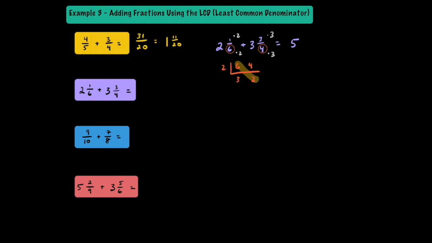Since we already took care of the whole numbers, we just have to take care of the fraction part now. The 1/6 is going to become 2/12, while the 3/4 is going to become 9/12. Adding these two fractions together, we're going to get 11 on top, and we're going to keep the same denominator of 12 on bottom. The final sum is going to be 5 and 11/12.